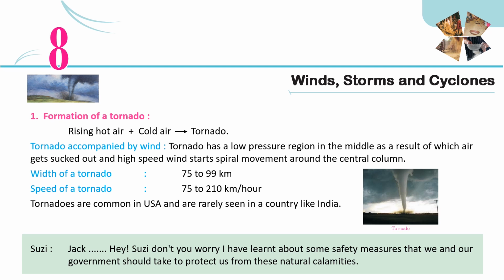Width of a tornado: 75 to 99 kilometers. Speed of a tornado: 75 to 210 kilometers per hour. Tornadoes are common in USA and are rarely seen in a country like India.